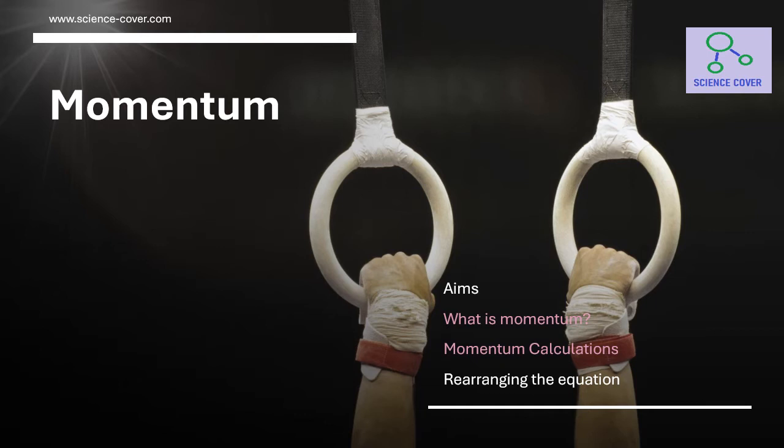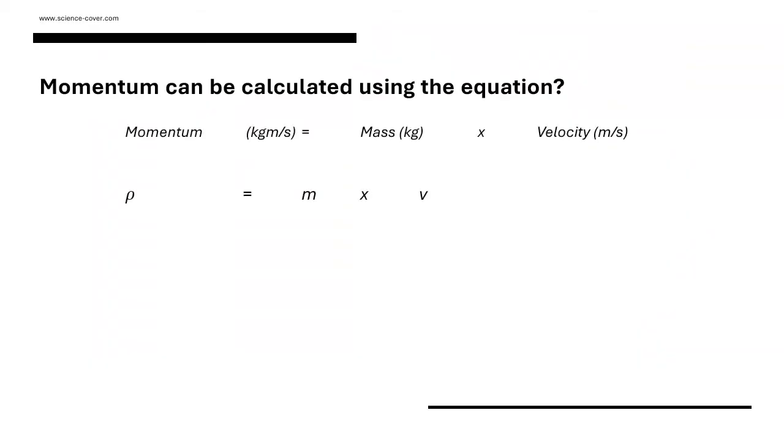Now let's look at how we can perform calculations using the momentum equation. Momentum can be calculated using the equation momentum is equal to mass multiplied by velocity. We can use the symbol P to represent momentum, M to represent mass, and V to represent velocity. So we can say P is equal to M multiplied by V.